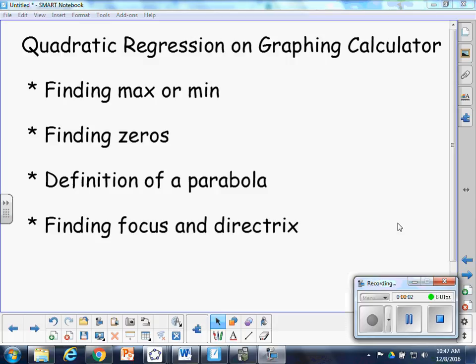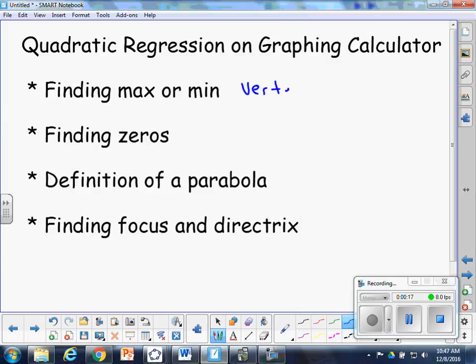Okay, this will be a little video talking about quadratic regression, doing some things on the graphing calculator. We will talk about how to find max and min, also known as the vertex of a parabola. We'll talk about finding the zeros, and then get into an example briefly on what is the definition of a parabola, which deals with the focus and the directrix. Okay, so let's take a look.